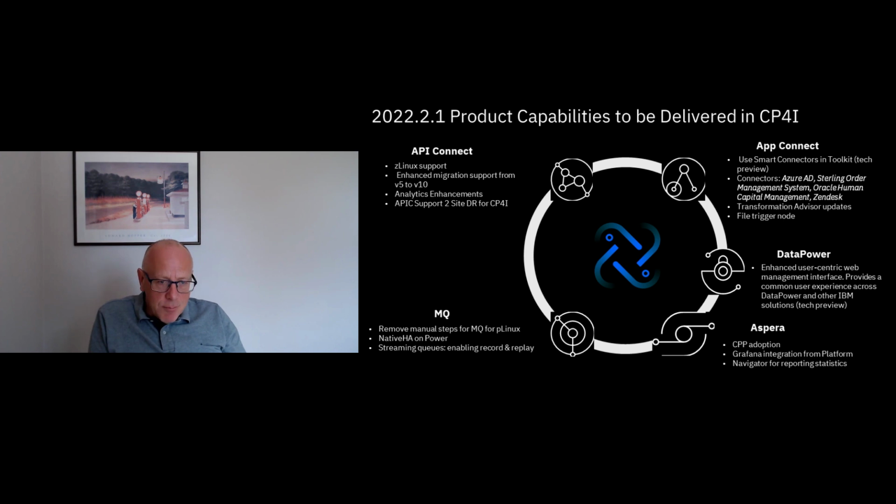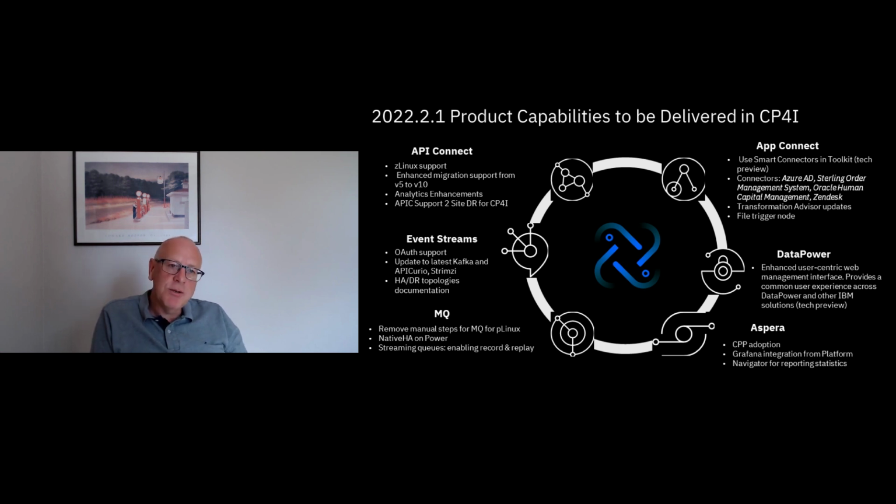Looking at MQ, we have extended our support for MQ on p-Linux, to remove the manual steps required to configure and deploy AMQ. So that means it now has a fully supported operator that comes with the product. We're extending our support of native HA, the native HA component of MQ to Power, and also enabling streaming queues, enabling record and replay. In event streams, we've introduced OAuth support.